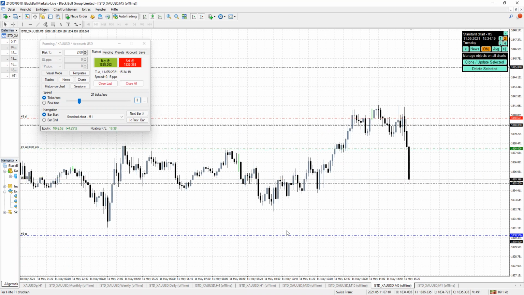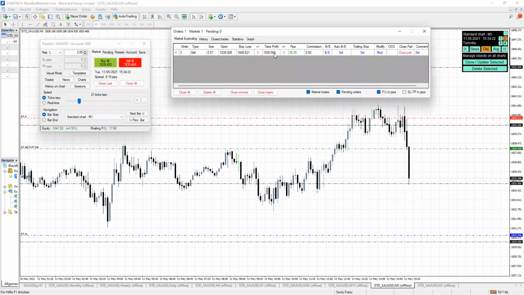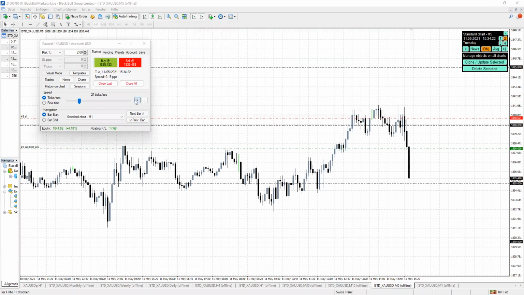Yeah, let's see. What I'm gonna do actually is, wait a minute, yeah, let me drag this here. What I'm gonna do is remove the TP, because I'm gonna secure manually at 30, and we're gonna leave a runner if we get that big move.